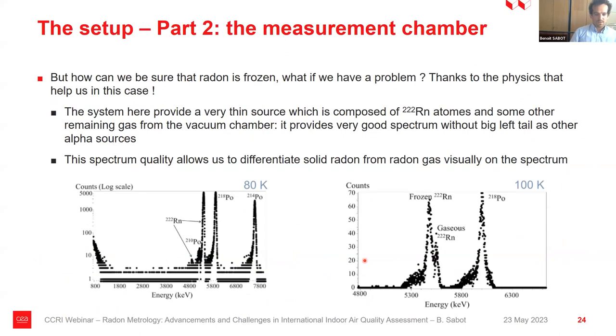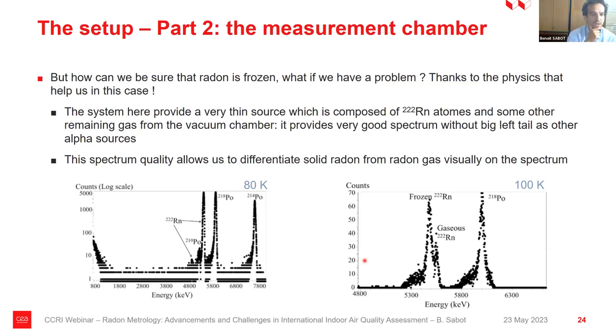At the end, we say, okay, we have a defined solid angle. We can freeze radon. We can make a picture of this frozen source that seems to be homogeneous, but maybe some of the radon is not frozen. How can we check it? And here, thanks to some physics effects, we can see it directly on the spectra. In fact, when we produce such a source with radon solidification, it's like you have the best solid alpha emission source ever, because you have few atoms of radon and few remaining atoms of gas. So there is not much other compound on the source.